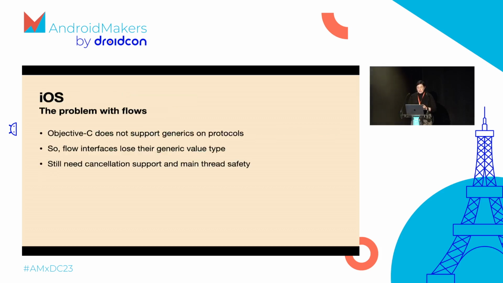Now, for iOS, things, of course, become trickier again. Firstly, this is because Objective-C doesn't support generics on protocols. Somebody asked me about this before. So flow interfaces actually lose their generic type value, and this makes it so much more difficult to use these flows safely. We also need cancellation support and main thread safety.